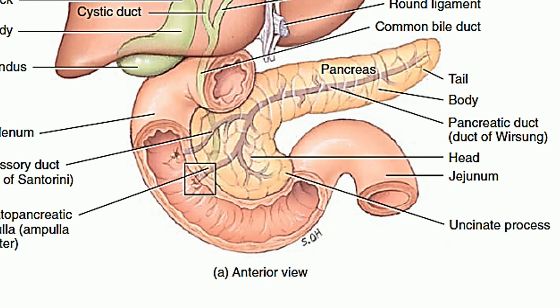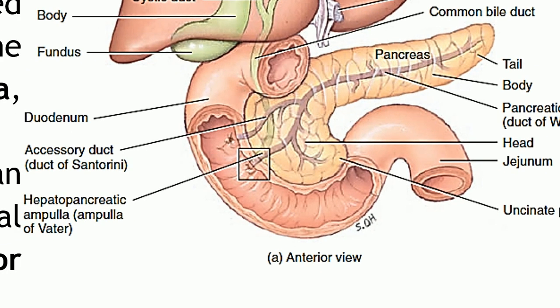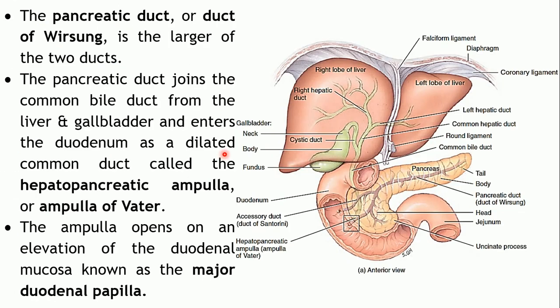So pancreatic juices combine with the bile which is secreted by the liver, and it is collectively secreted into the duodenum, which is the small intestine. Now this particular opening, at which the two ducts are uniting together, forms an expanded portion, and that expanded portion is known as hepatopancreatic ampulla, or it is also known as ampulla of Vater.